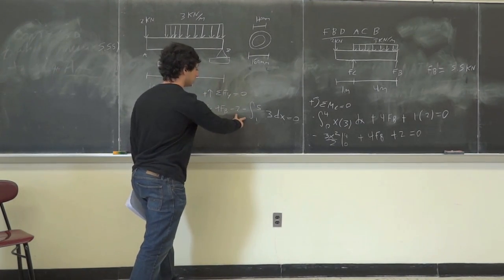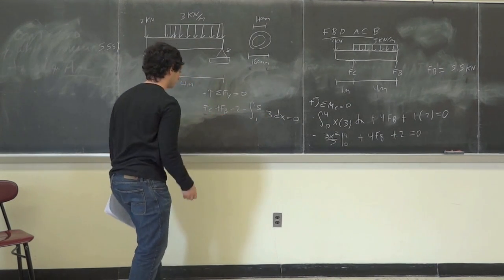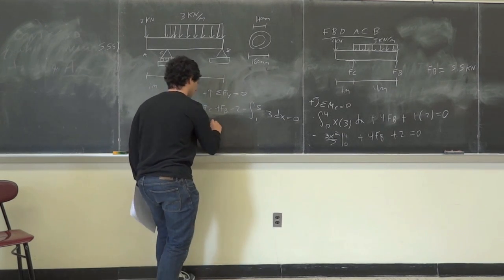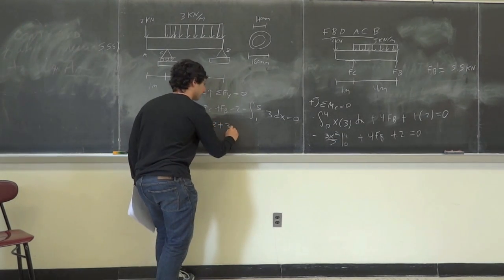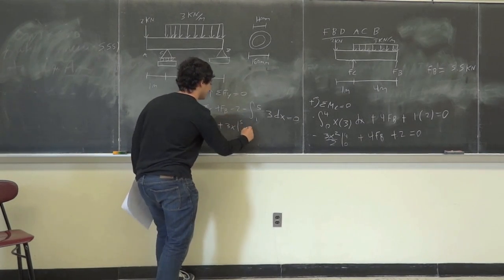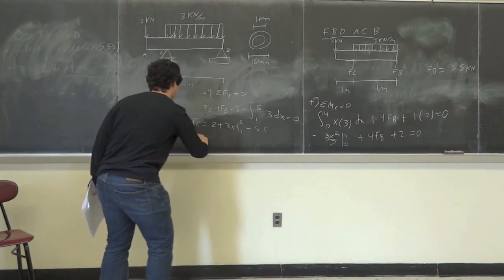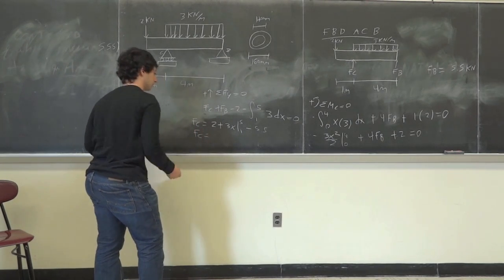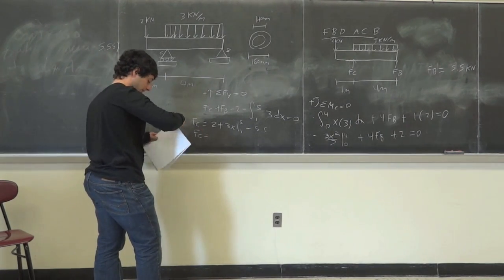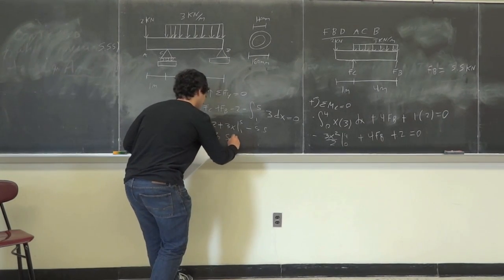Alright, so you can move this to the other side. We just solved for FB, then we can solve for FC. So FC is equal to 2 plus 3x evaluated from 1 to 5 minus FB, which is 5.5. So FC is equal to 8.5 kilonewtons.